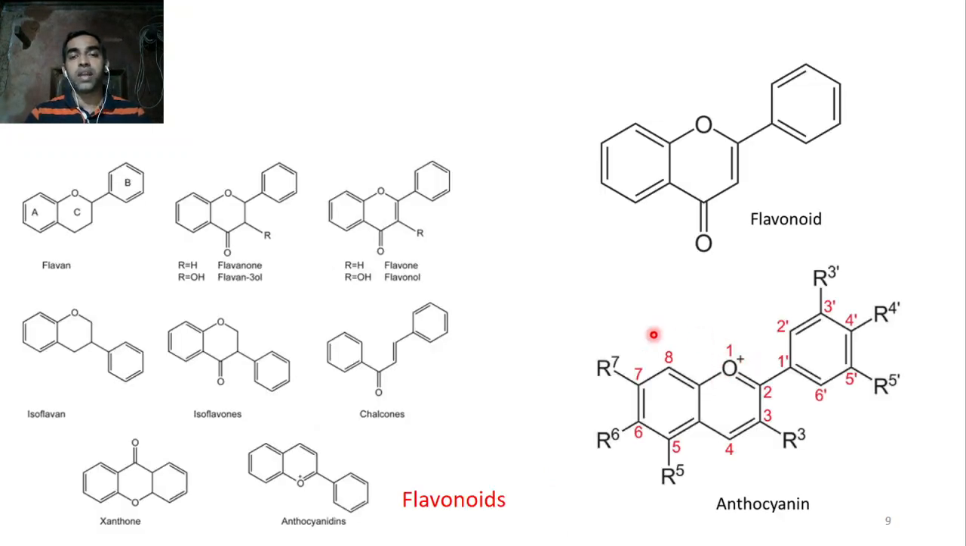You must be knowing the flavonoid structure. It has 3 rings: 2 are aromatic and 1 is a heterocyclic ring. And you can see these are different flavonoids: isoflavone, flavone, flavanone, and chalcones. Again, different flavonoids. And you can see the basic structure of anthocyanin, which is similar to flavonoid. It also has 3 rings and an oxygen heterocycle.